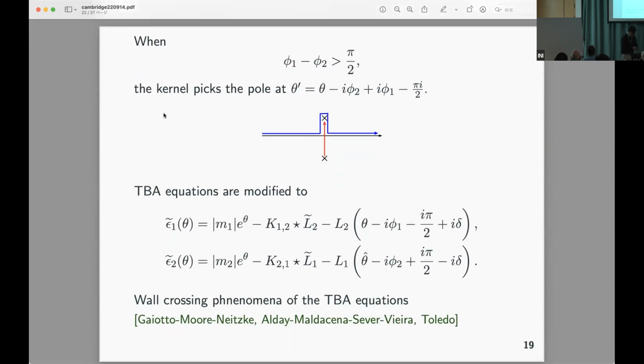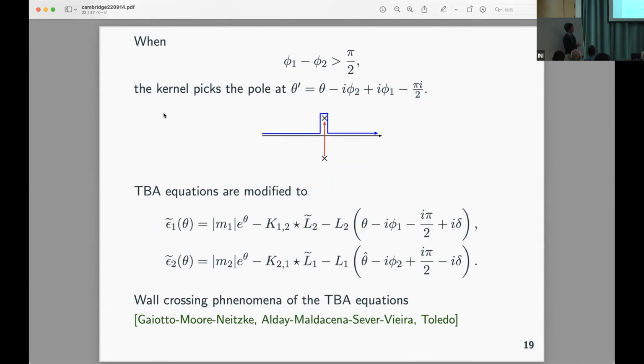So then, if this phase difference becomes large, the integration contour of the convolution integral hits the pole of the kernel. So then we need to modify the TBA equation into this form. This is a contribution from the kernel.